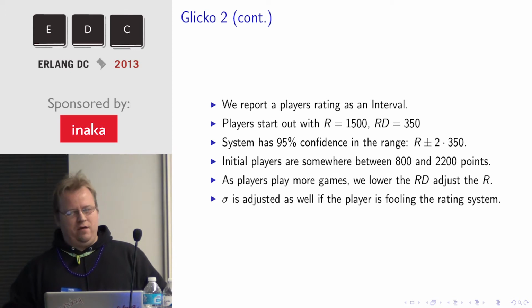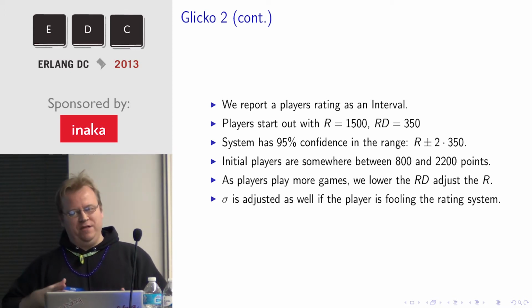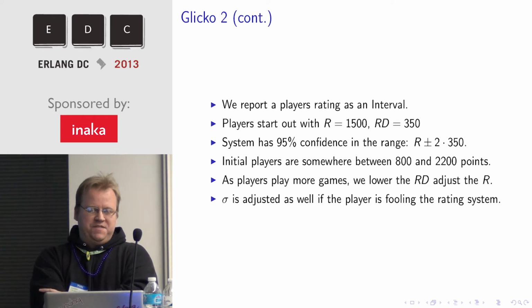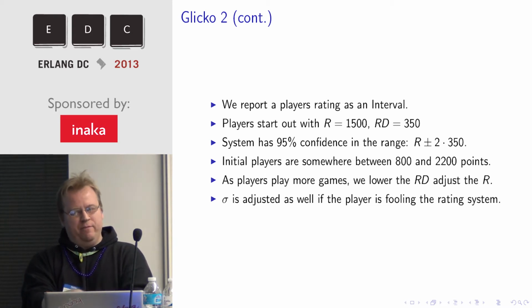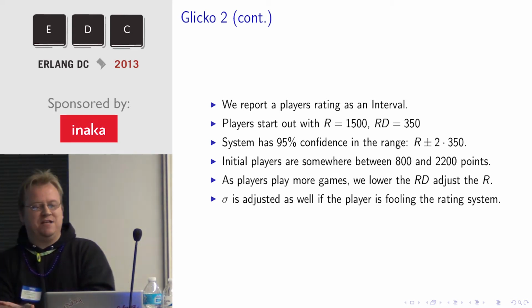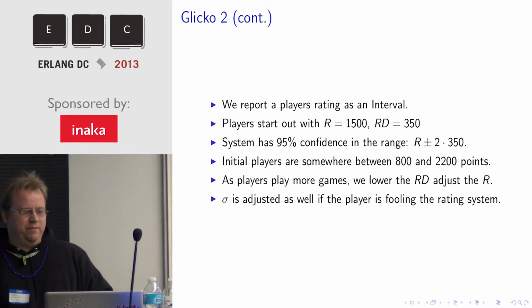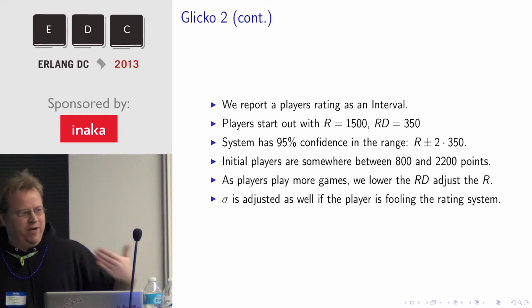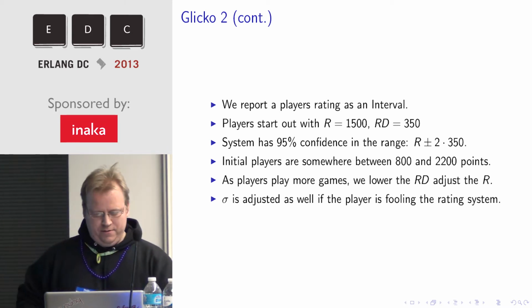And as they play more games, we look at who they are playing against, and that adjusts their R and RD score. In general, the more games they play, the lower the RD score becomes. But it does depend on who they are playing against. And the sigma value is used as a tool to handle the problem where a player is improving so fast that it basically fools the rating system. So I can, in fewer matches, figure out what the real rating of a given player is.